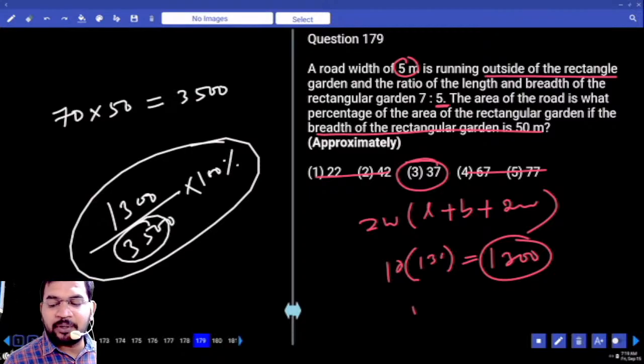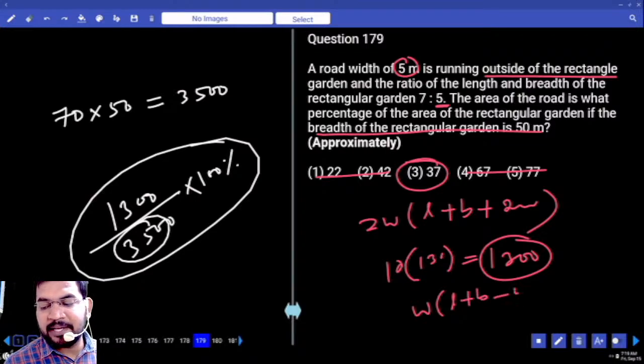ఒకవేళ మిడ్వే పాత్ అంటాడు ఒకసారి. మిడ్వే పాత్ అంటే W ఇంటూ L plus B minus W. If it is midway path. Okay na?